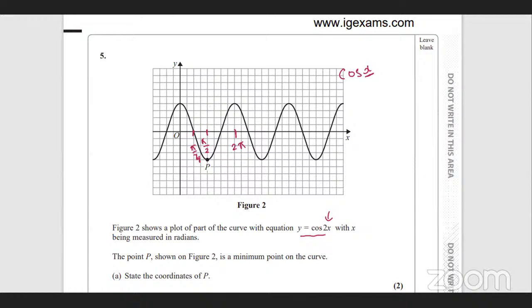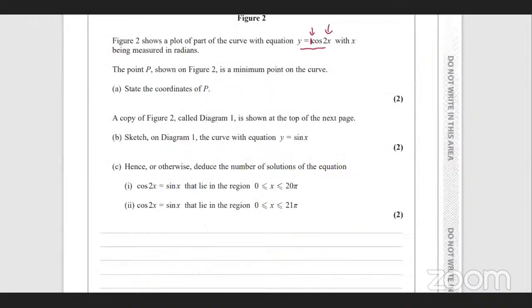And we are interested in point P. So the x coordinate of point P is pi by 2 and the y coordinate would be -1 because it is y equals cos 2x. We have a 1 here, so this would be -1. Okay, so we are done with this. A copy of figure 2 called diagram 1 is shown at the top of the next page. So yeah, here it is.